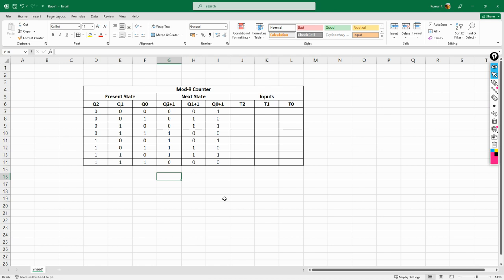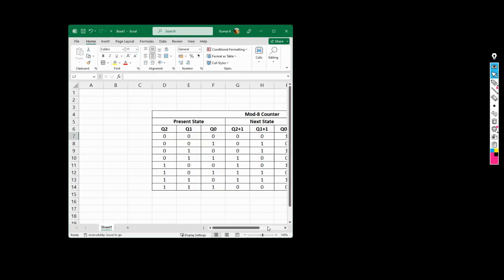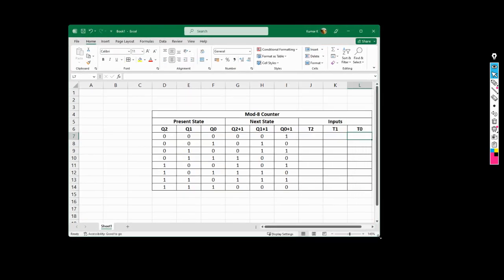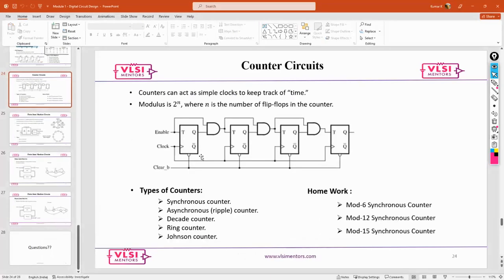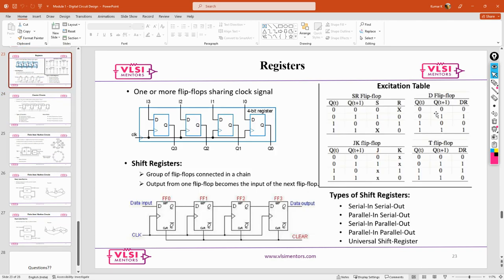Now, how do you know what would be your next T or T0 or whatever it is? How do you fill these inputs? What would be your next input so that you get this state? Now how do we do this? This is the time where you need to refer to your excitation table. We talked about the excitation table just some time back, right? This excitation table.